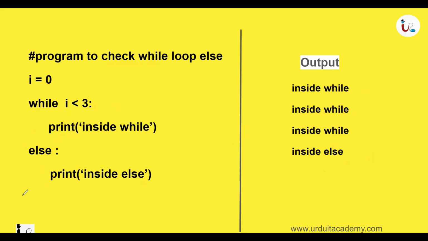So whenever the condition is true, it will be continuously executing the code statements inside the while loop. And whenever it becomes wrong, it will go inside the else block and it will execute the statements inside the else block.